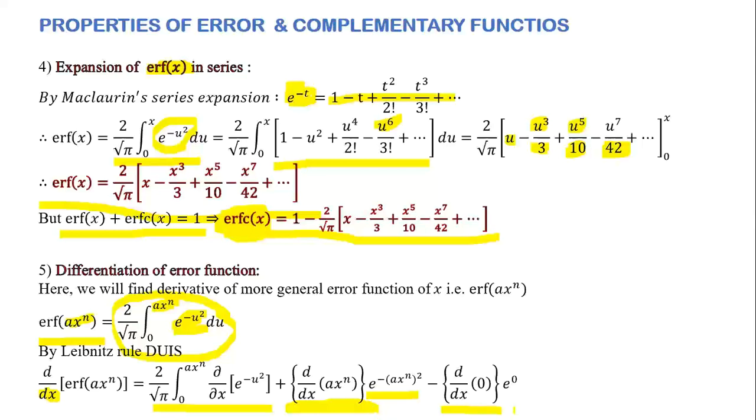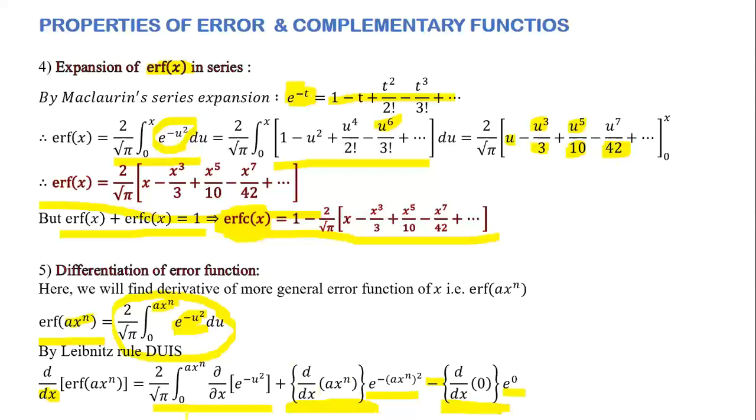Now the third term is very similar to the second term. In the third term, just give the minus sign, and in the function put u equal to the lower limit and multiply by the derivative of the lower limit. That term becomes 0 because the derivative of 0 is 0.